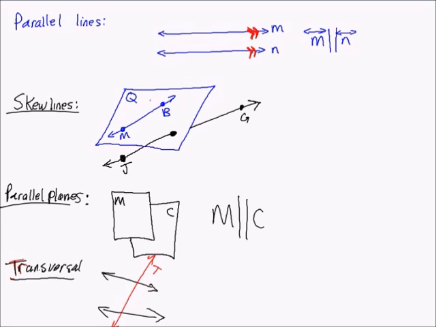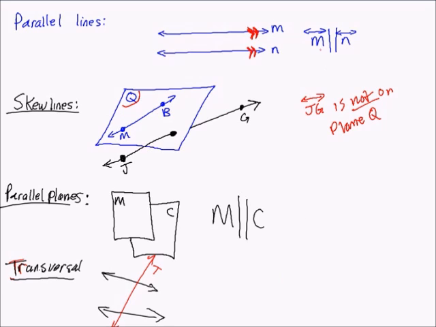Skew lines. Now notice, line MB is on plane Q. JG is not on plane Q. So MB and JG will never touch, but they are not coplanar because JG is not on the plane. So let's write that down. Line JG is not on plane Q. We just want to make sure that you see that. It's going through plane Q, but it's not on plane Q.